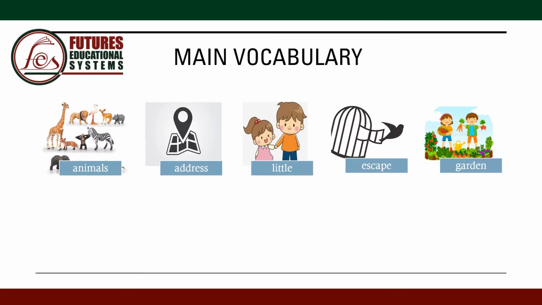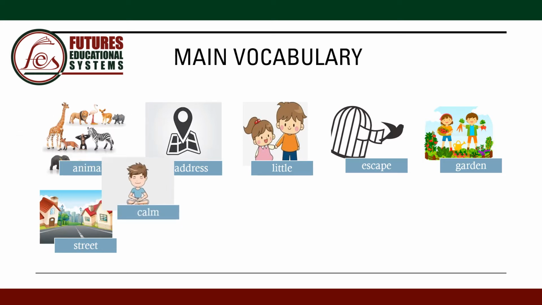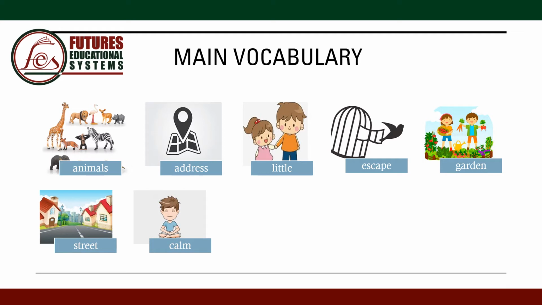Garden. The children are playing in the garden. Street. We can see houses on both sides of the street. Call. He's not angry. He's calm and quiet. Emergency. These are the people that we call in case of emergency. Sometimes we need to call the police. Sometimes we need to call the ambulance. Other times we need to call the firefighters.